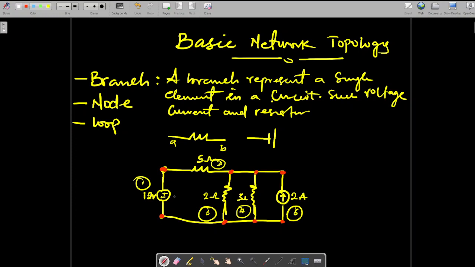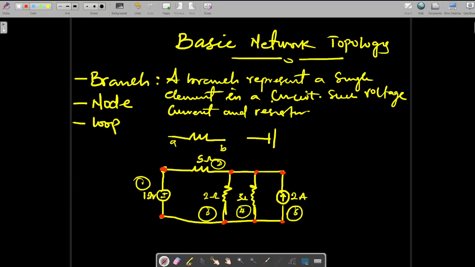You now see that everything called a branch in this particular circuit has 2 terminals. So if you are given a circuit, anything that has 2 terminals in it is called what? It is called a branch. So I hope this will help you understand how to know the branches that we have in the circuit, because in the definition we made mention of just current, voltage and resistor. So I hope that is clear.